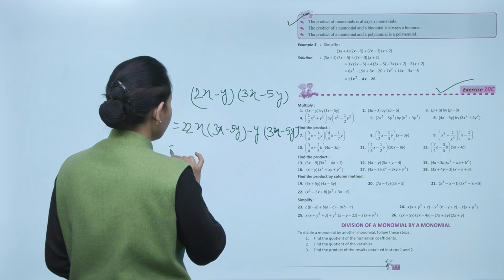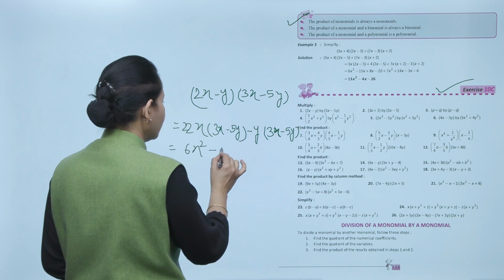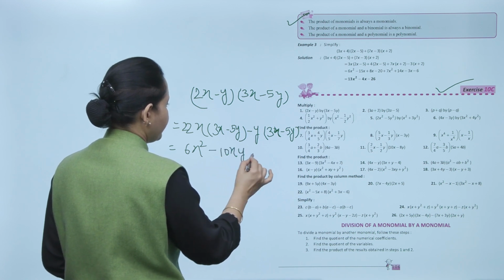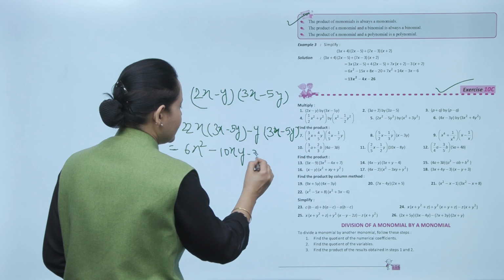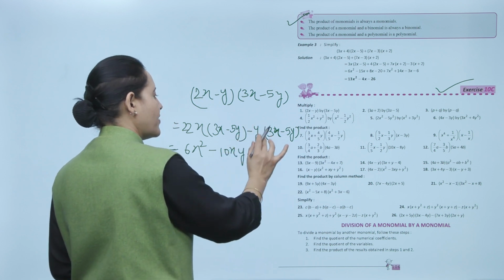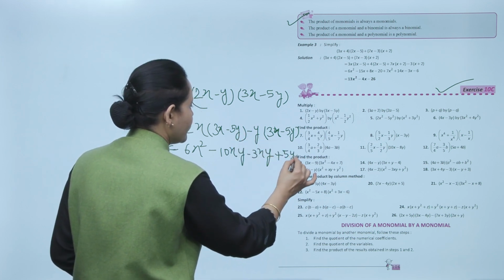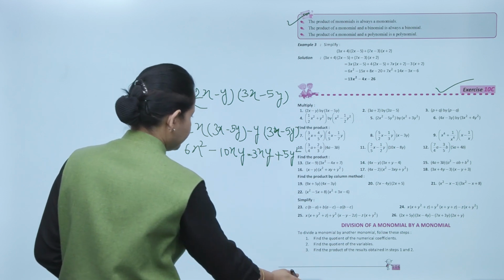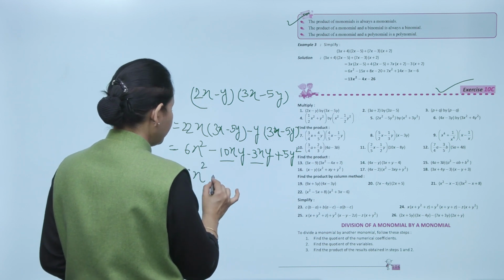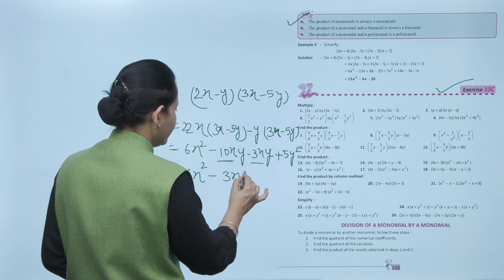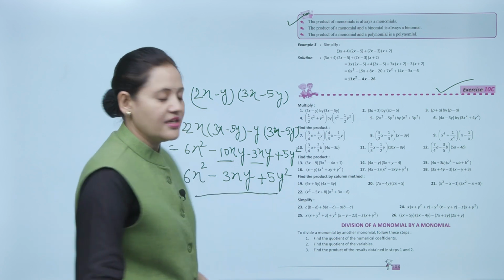2x into 3x हो जाएगा 6x square. 2x को multiply करेंगे minus 5 से, तो ये हो जाएगा minus 10xy. देन minus y को multiply करेंगे 3x से, तो ये क्या हो जाएगा minus 3xy. And then minus y को minus 5y से multiply करेंगे तो minus minus क्या हो जाएगा plus 5y square. Now ये दोनों term same हैं, दोनों negative हैं, so add them and put negative sign. 6x square minus 13xy plus 5y square. This is the answer.